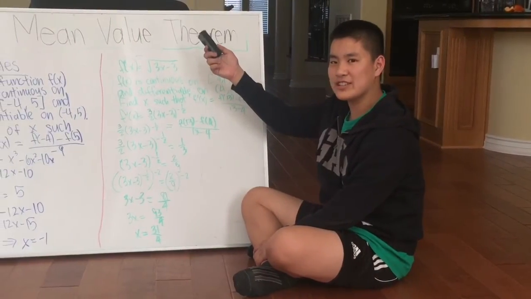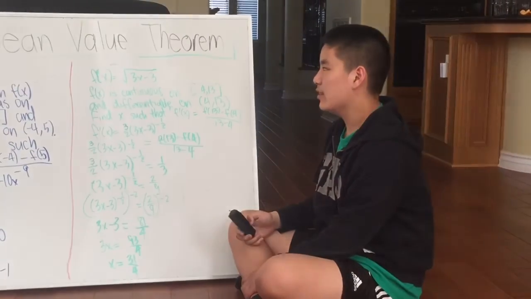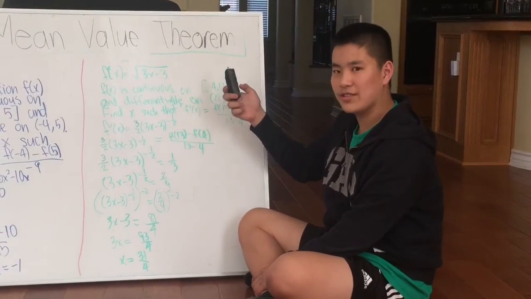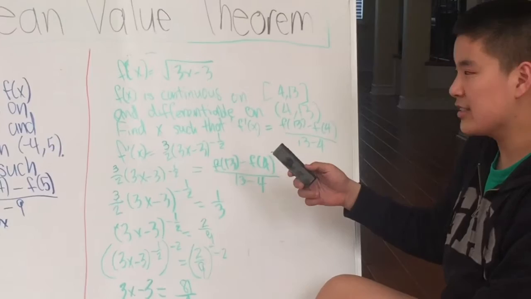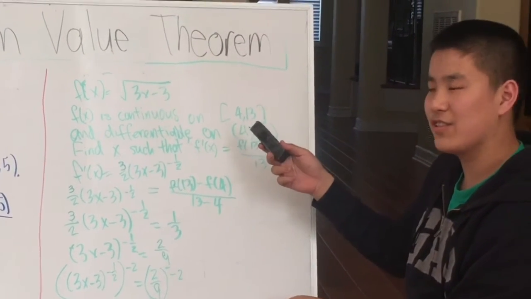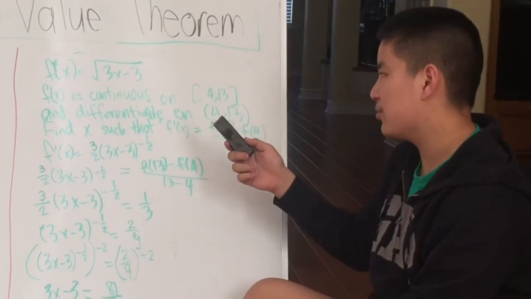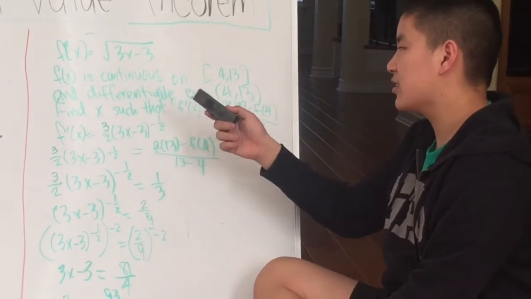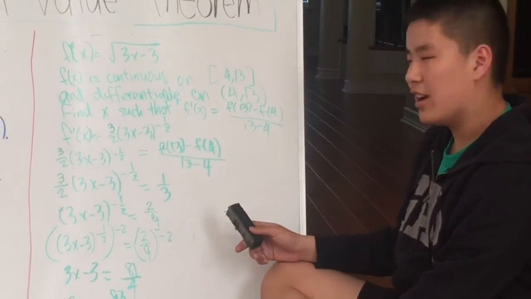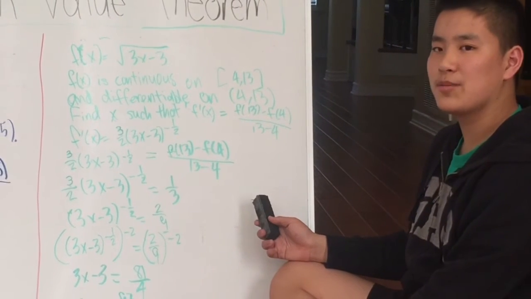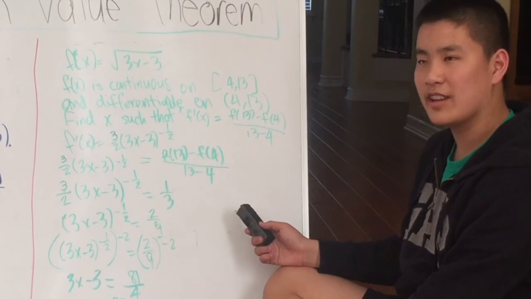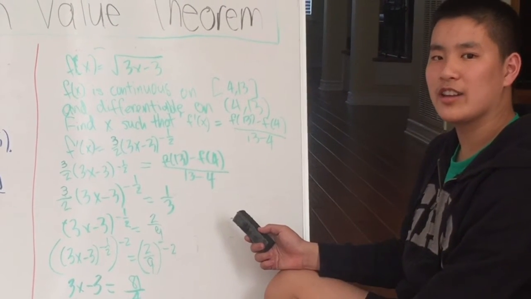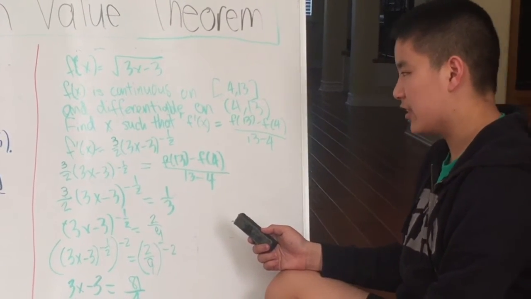Let's go through another example of a mean value theorem problem. We have a function f of x which is equal to the square root of 3x minus 3. F of x is continuous on the closed interval 4 to 13 and is differentiable on the open interval 4 to 13. We need to find the value of x such that f prime of x equals f of 13 minus f of 4 divided by 13 minus 4, which is the secant line that passes through the points 4 comma f of 4 and 13 comma f of 13.